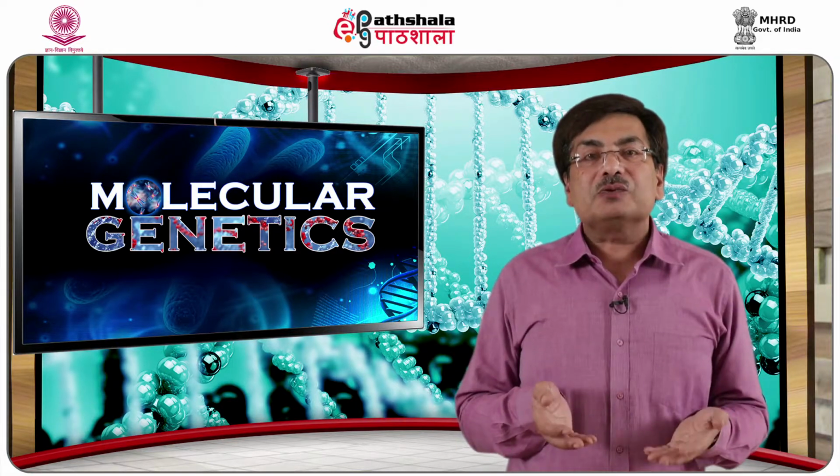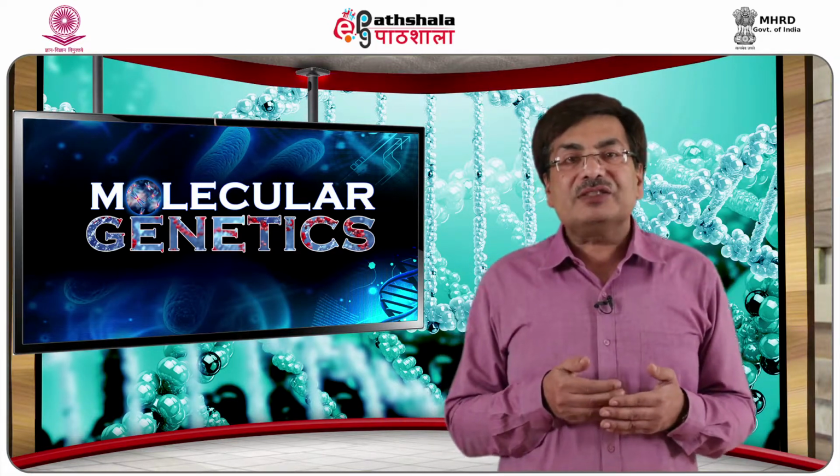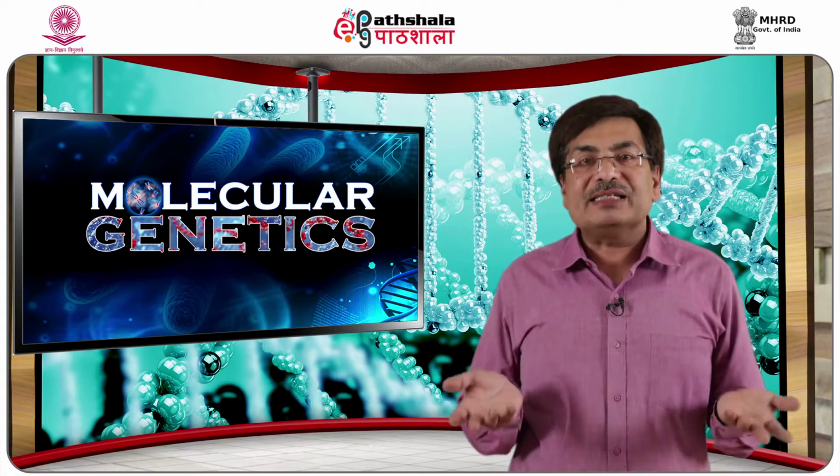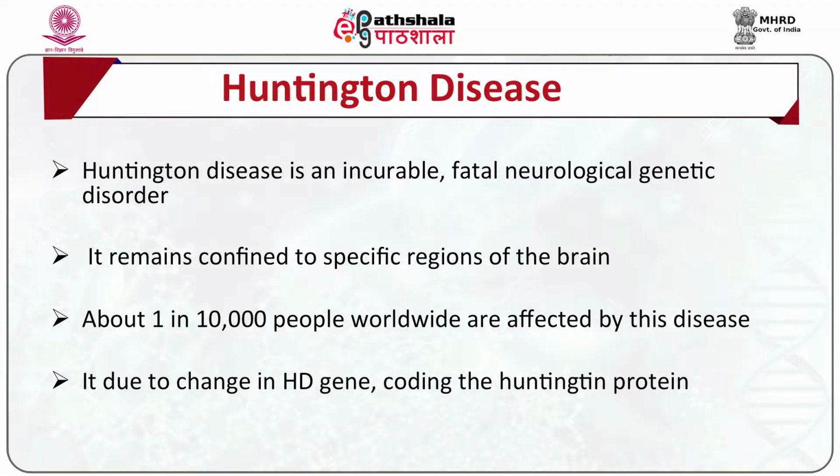Now, we will come to the next disease, that is the transgenic mice model for Huntington disease. You know that Huntington disease is an incurable fatal neurological genetic disorder. It remains confined to a specific region of the brain. About 1 in 10,000 people worldwide are affected by this disease.